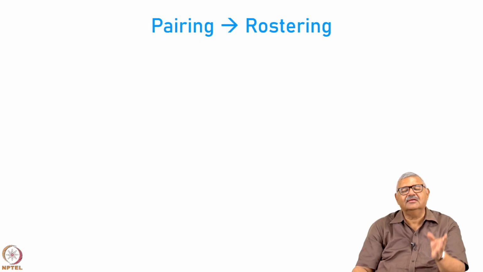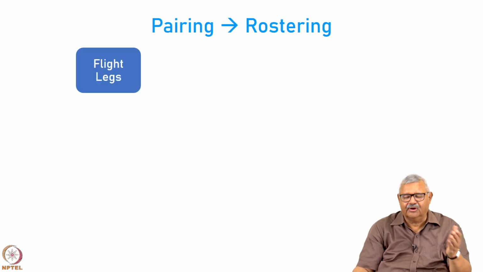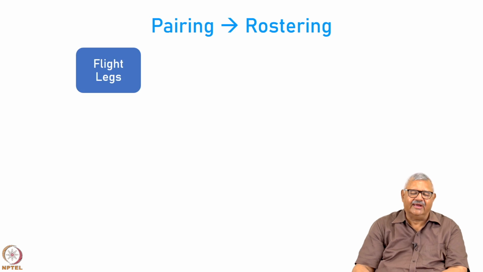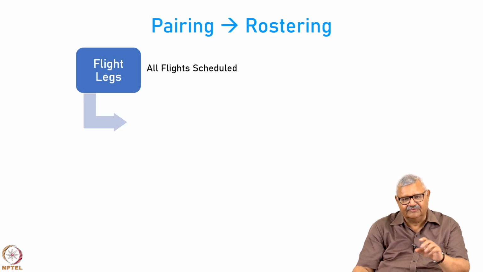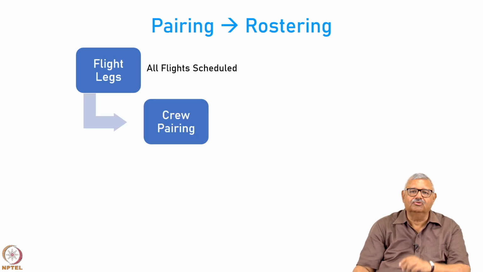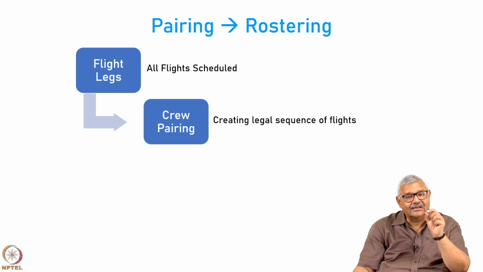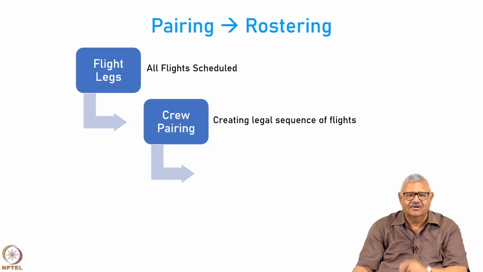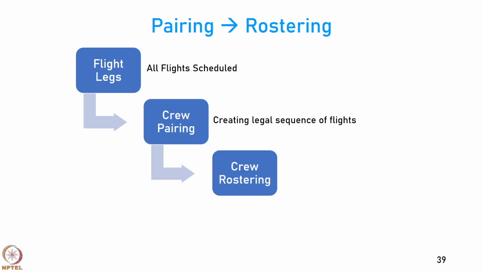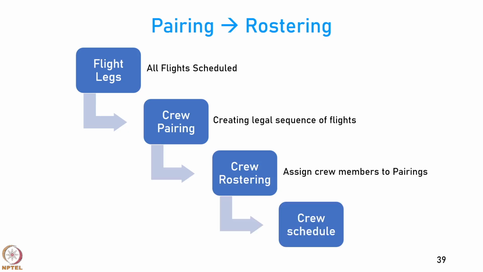And remember, pairing leads to rostering in the following sequence. First you decide the flight legs, so you schedule all the flights. From there, you do crew pairing, that means you create legal flight sequences. From there, we start the rostering, which is assigning crew members to the pairings, and finally, we have the crew schedule, which is who flies on which flight at what time, from where to where.